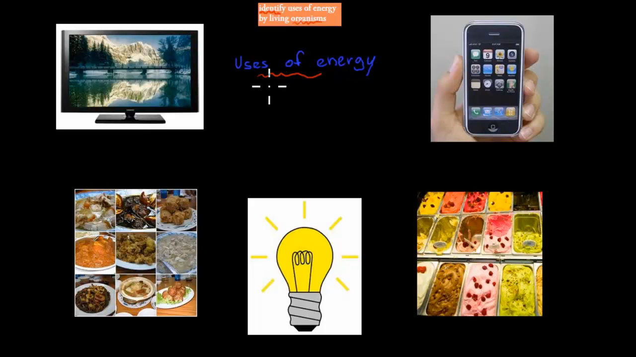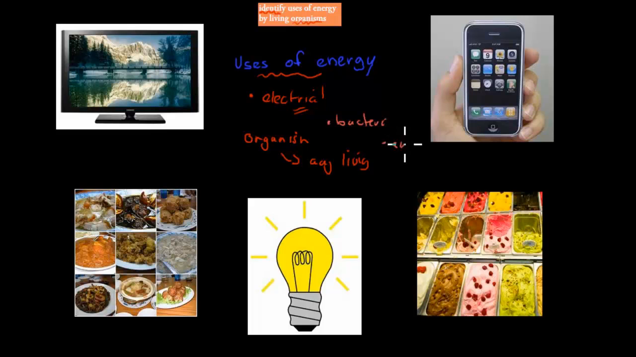So that is the way we use energy, and this would be the electrical energy we get from our electrical plugs. But this is asking how living organisms use energy. So what is an organism? Any living thing is an organism. It could be a bacteria, it could be an animal, it could be a plant.